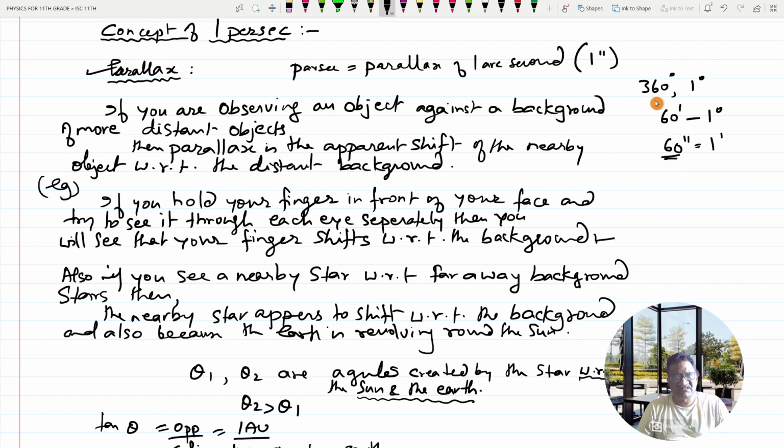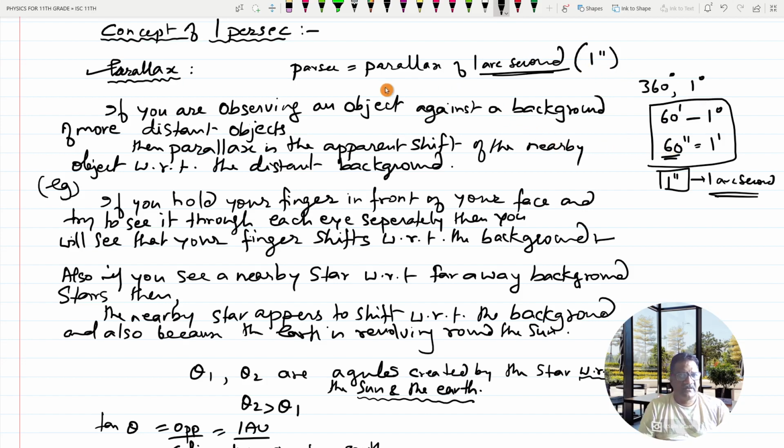Seconds is the smallest unit of angle. 60 seconds will make 1 minute. For minute you will put a single apostrophe, for second you will put two apostrophes. So 60 seconds equal 1 minute and 60 minutes make 1 degree. Is that clear? This you should have at the back of your mind. So the angle of 1 second is known as 1 arc second, right? So 1 arc second is nothing but the angle whose measure is 1 second.